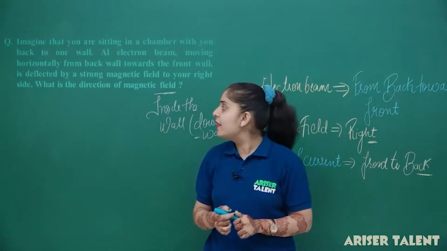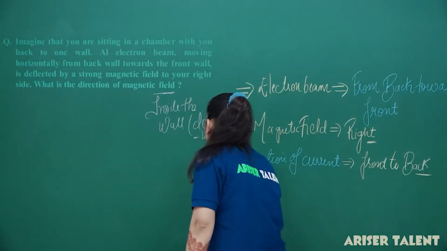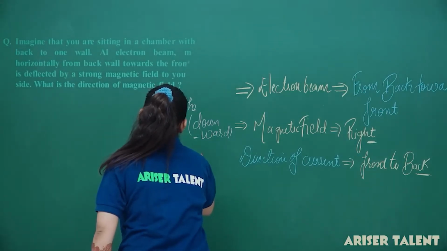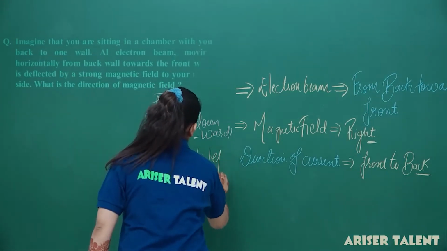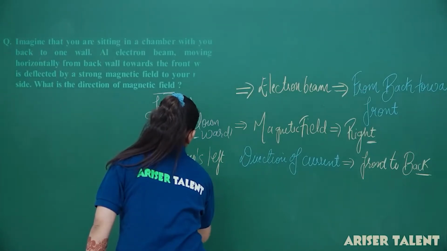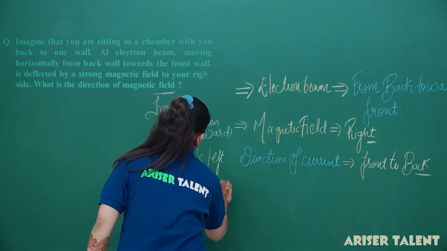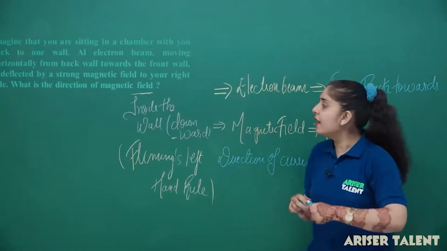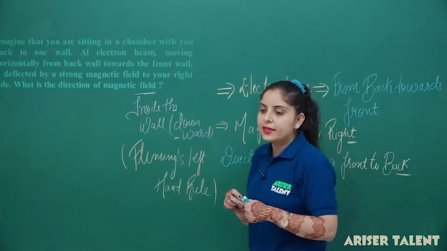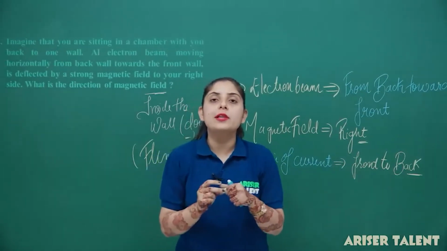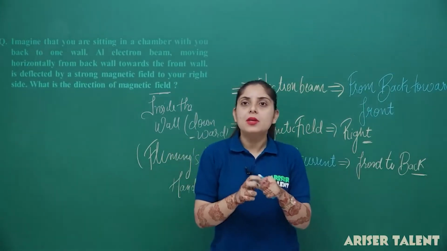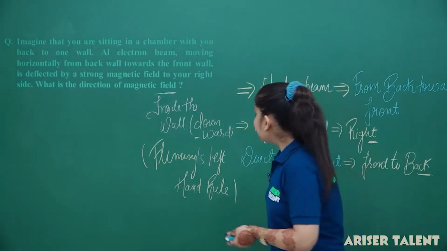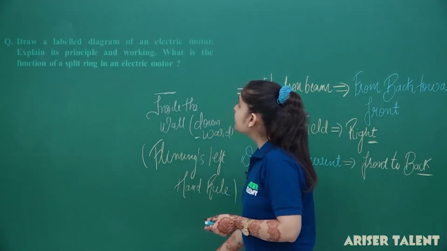And how will you identify that? We can identify it only by using Fleming's left hand rule. So this is how Fleming's left hand rule works, and this question is very important, because these types of questions are usually asked in competitive exams, since they are conceptual questions. Now let's see what the next question is saying.